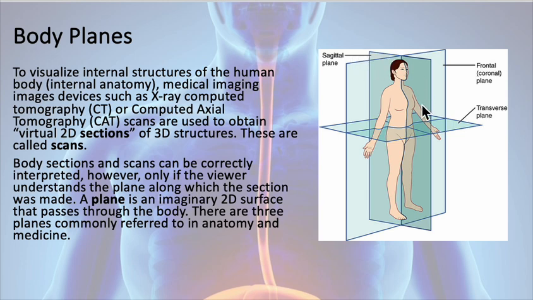The first one is the sagittal plane. Imagine this plane running from head to toe of an individual and from front to back, if you will, cutting through between the nose and down the midline. So down the medial axis of the body.